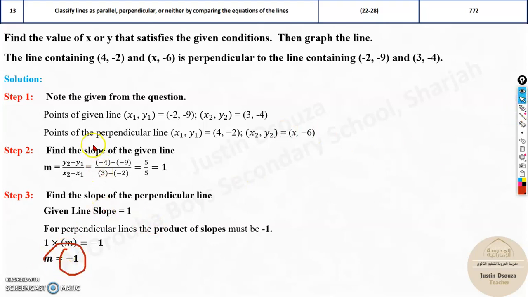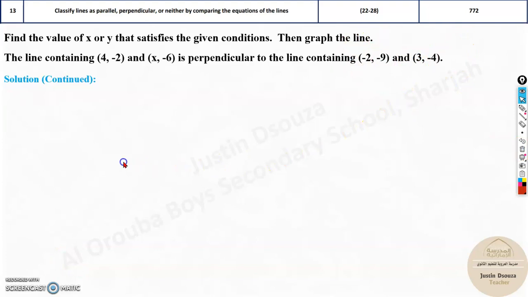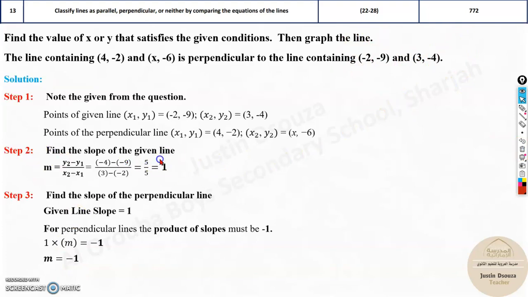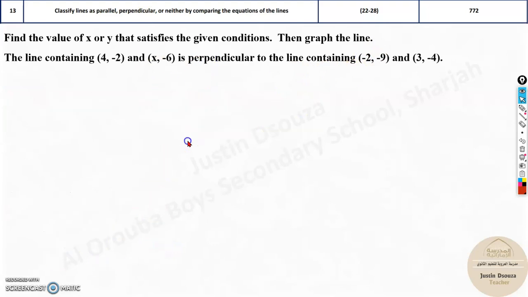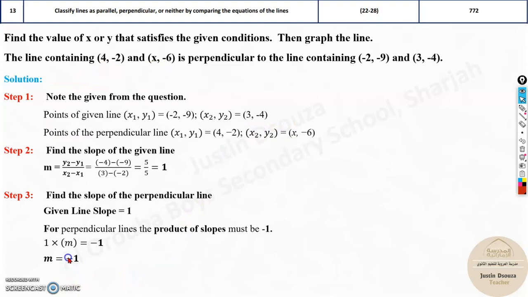So we can use the slope formula again to find the x value. How? Because we found the slope of this line. See? Given line, we found the slope. And from that, because this and this are perpendicular, we can find the slope of the other line. And now what do we do is we just substitute over here. Substitute these points and the slope is known. The m value is known, isn't it? y2 minus y1 by x2 minus x1. Substitute m value as -1, which we just now found.